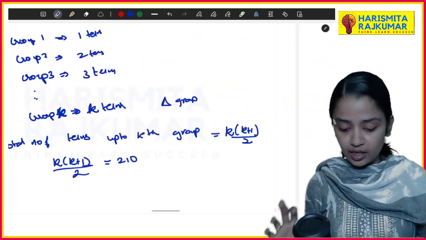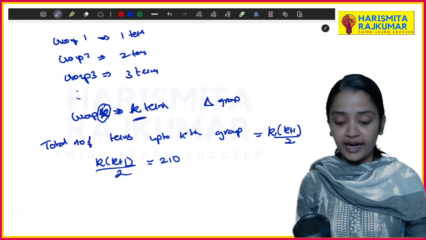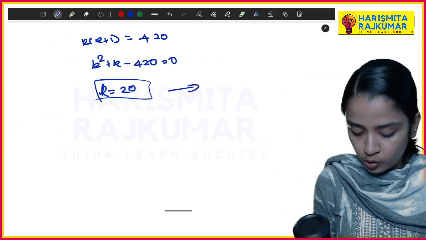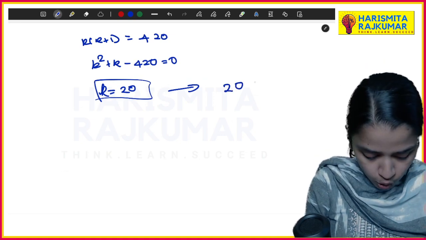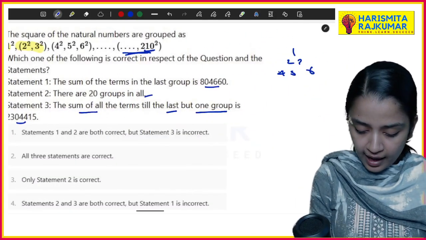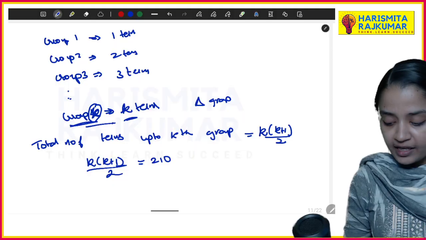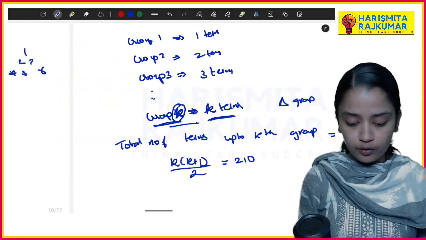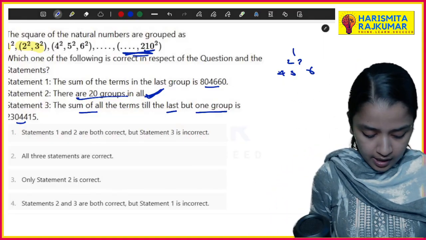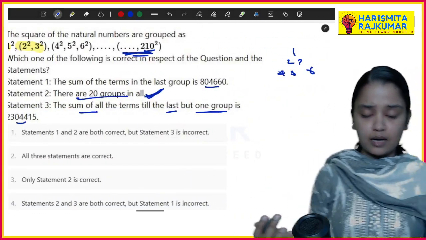So total here you got k, which means you have k terms, right? So in the last group you have 20 terms. So group k has k terms. How many groups are there in total? 20 groups. So group 20 has 20 terms and the total number of groups is 20. So your option 2 is right. Now let us go for option 3, and last, let us come to statement 1.